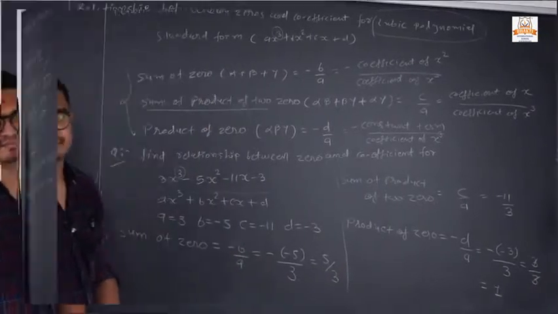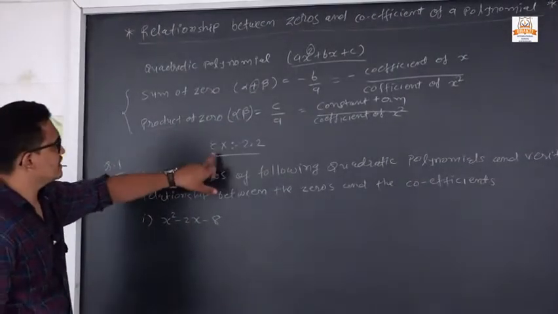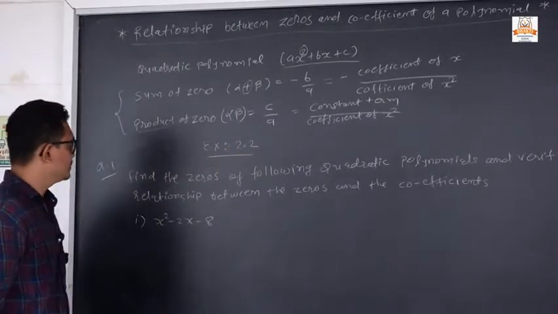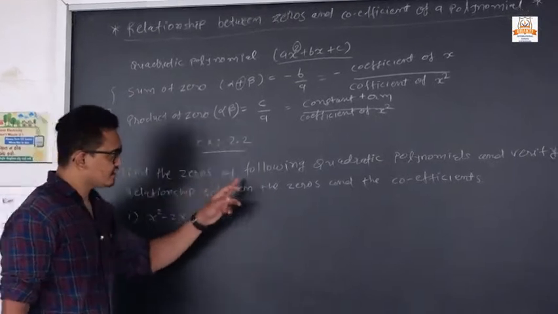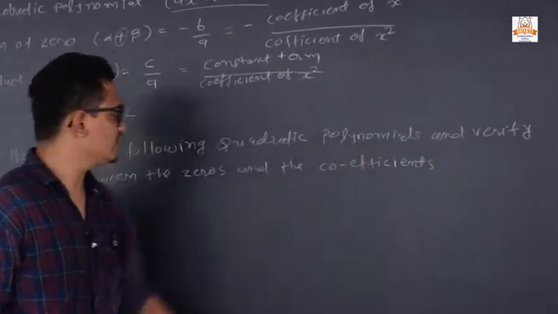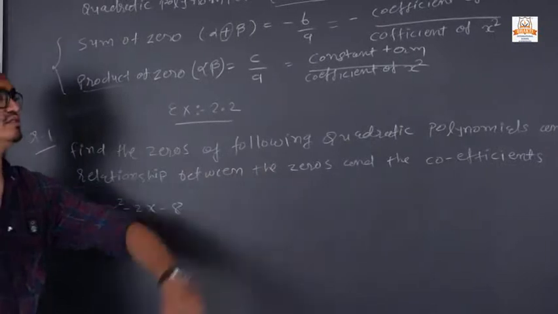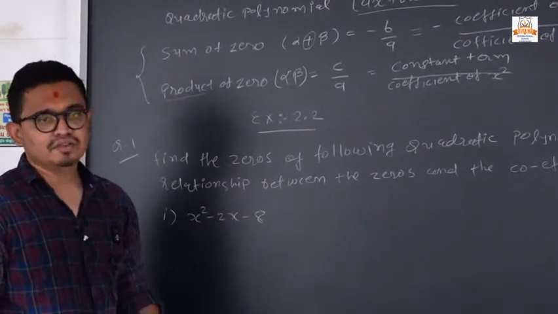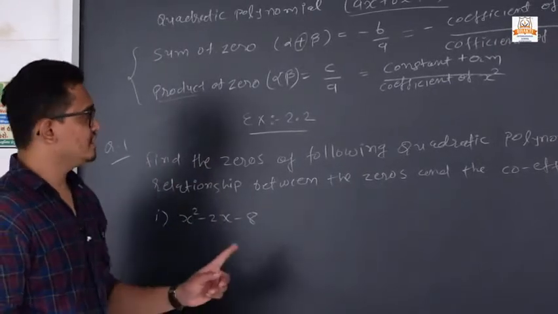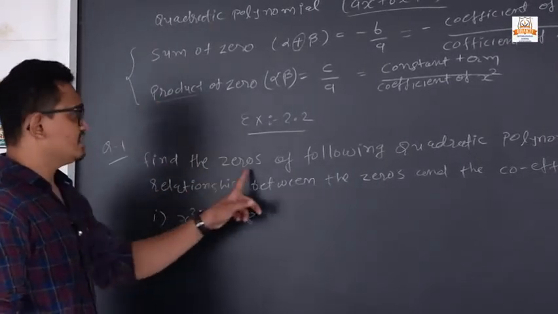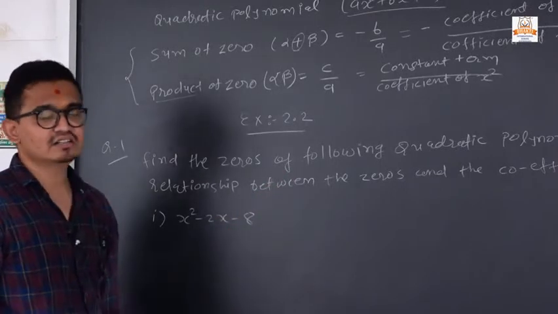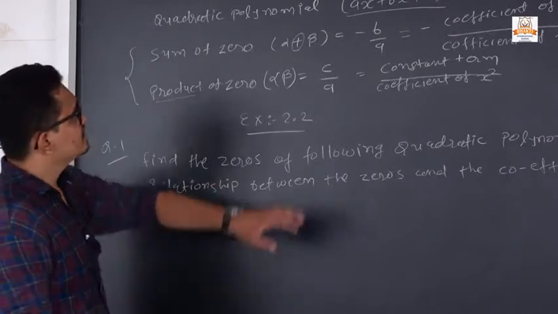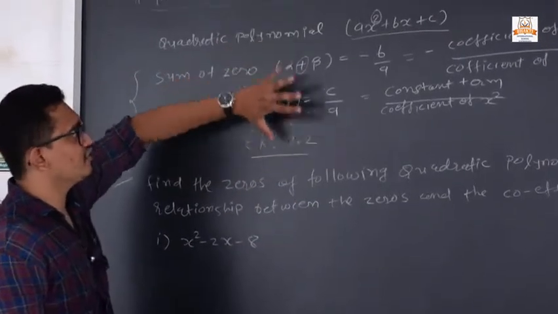Clear? Okay, so now we can start exercise number 2.2. In exercise 2.2, they are asking find the zeros of the following quadratic polynomials and also verify the relationship between zeros and coefficients. So in this question we need to find out two things. First, we can find out its zeros, and second, we can also find out the relationship between zeros and coefficients. It means sum of zeros and product of zeros. So the formula we can already write down before the sum.